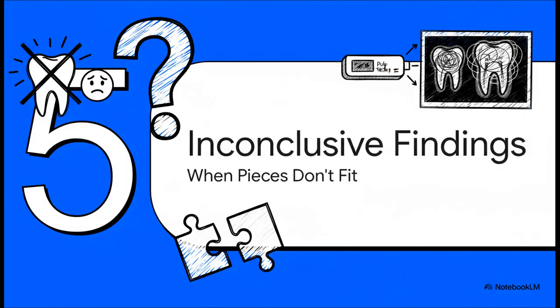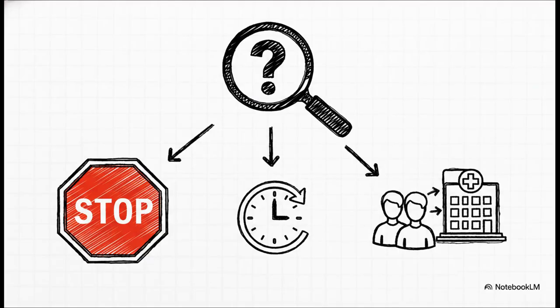So we have to talk about this. What do we do in those really challenging cases where the findings just don't add up? The patient has pain, but you can't reproduce it. The pulp test says one thing, but the radiograph seems to be saying something completely different. Okay, so what's the protocol?